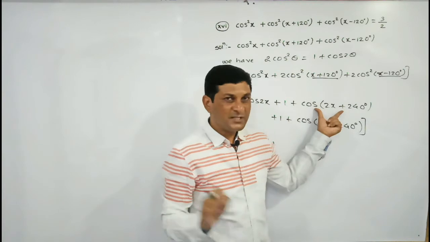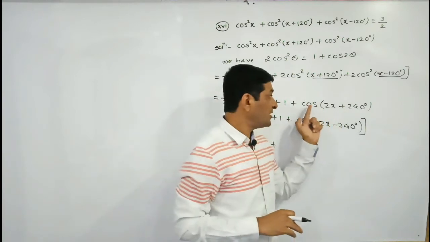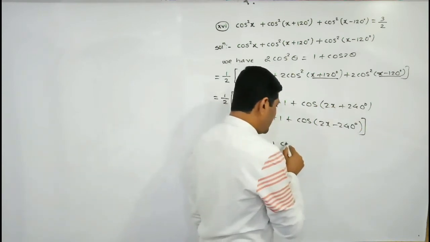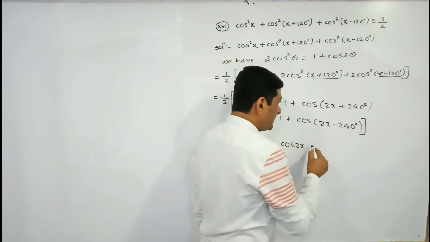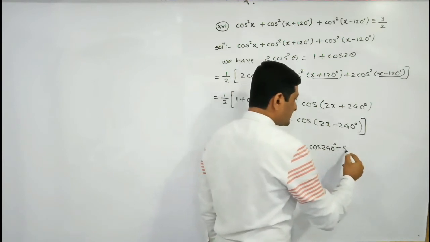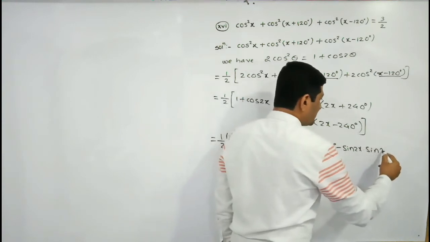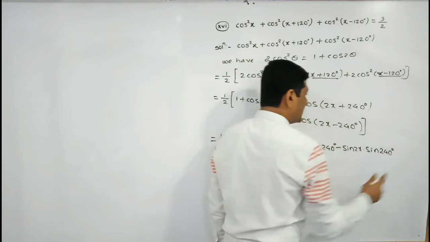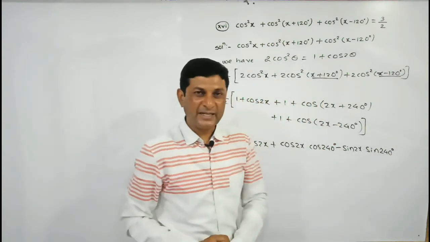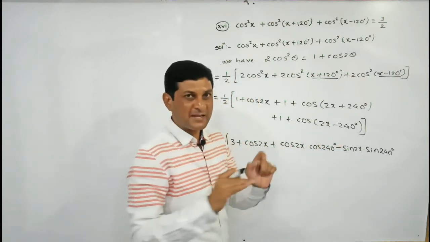This expression is in the form of the compound angle formula, in the form of what? Cos A plus B. And what is the formula of cos A plus B? It will be equal to cos A into cos B minus sin A into sin B. B is what here? 240 degrees. So cos A plus B will be equal to cos A into cos B minus sin A into sin B.